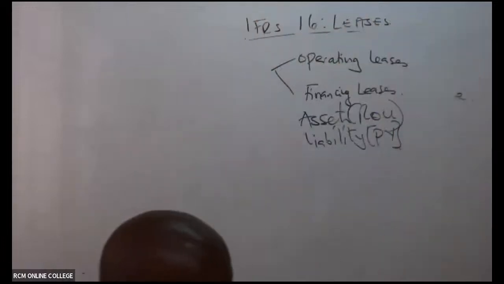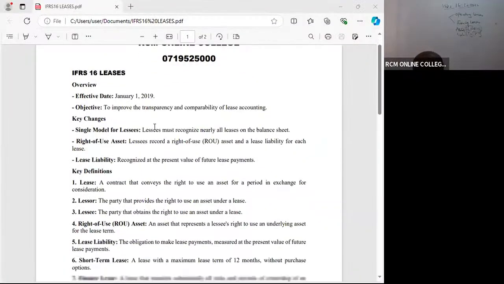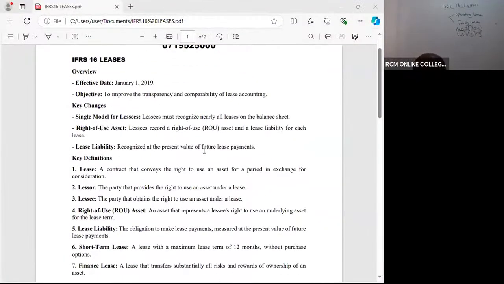Okay, gentlemen, we continue here. We are told here, lease liability is recognized at the present value of future lease payments. So, key definitions. A lease is a contract that conveys the right to use an asset for a period in exchange for some consideration. It cannot be for free.